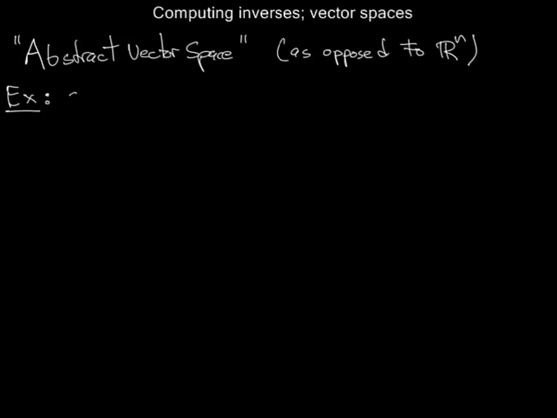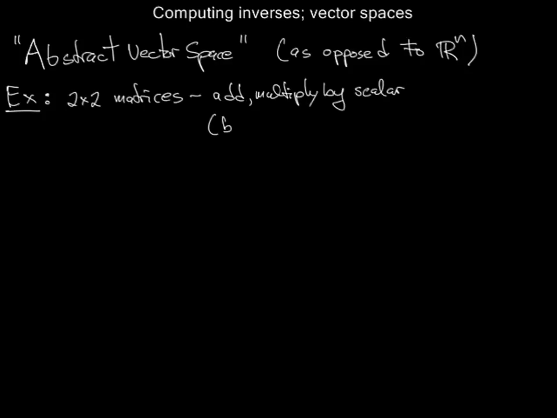So here's an example of a vector space besides Rn. Take the 2 by 2 matrices. You can add any 2 matrices, and you can multiply them by a scalar, and all of the required properties hold. You can multiply 2 matrices, but you should ignore that for the purposes of this example.